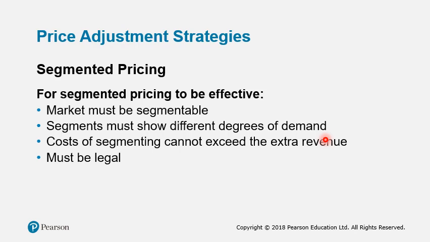But children, for example, not many people want to bring children, of course, except when there's a Frozen kind of movie or Tarzan or whatever. So there will be different degrees of demand for each segment. And the cost of segmenting cannot exceed the extra revenue. So that's why they can afford to do this segmented pricing, and of course, it must be legal. You can't actually discriminate.